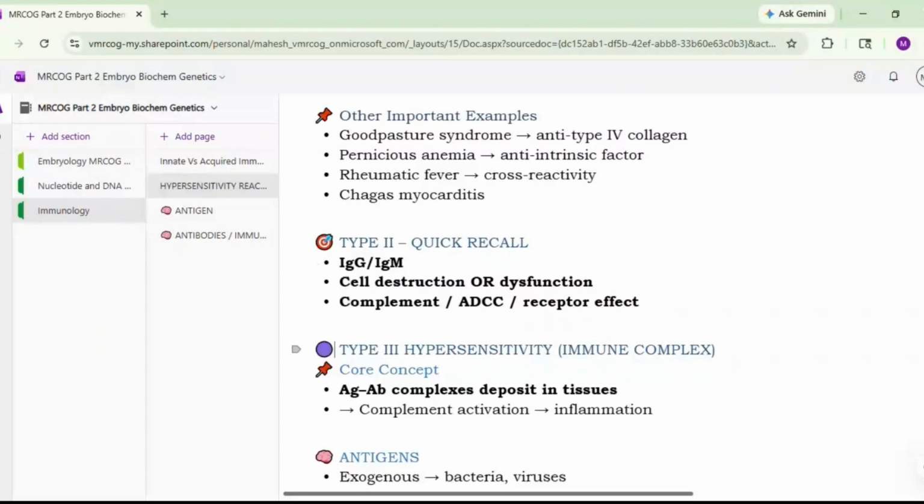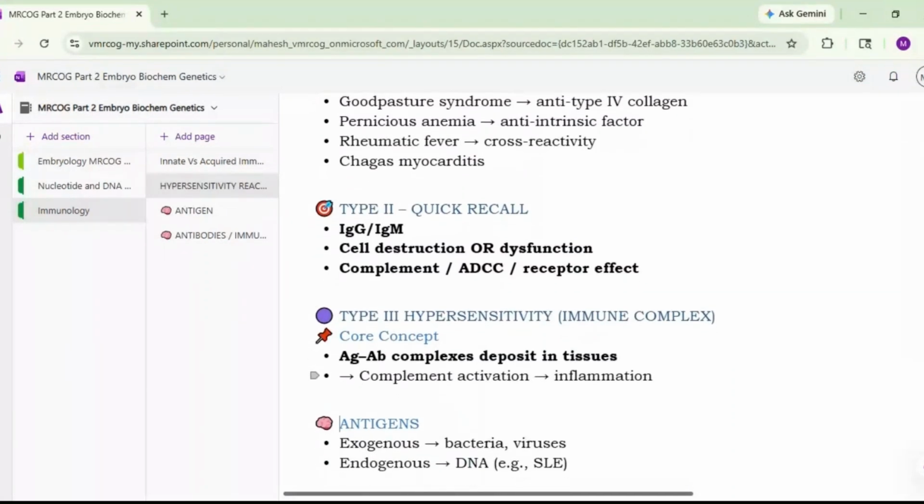Now we will move towards the type 3 hypersensitivity reaction. The characteristic is immune complex formation. Type 3 is immune complex formation. The core concept here is that antigen-antibody complexes are formed. They get deposited into the tissues. That leads to complement activation, and that leads to inflammation.